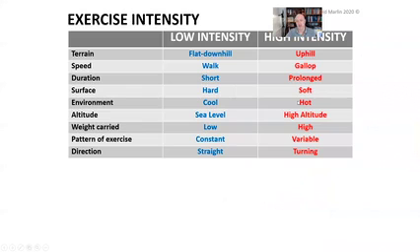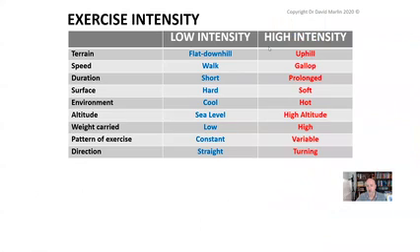So in fact, there's lots of different factors that influence the exercise intensity and which would result in a higher heart rate. Things that would result in a low heart rate are flat or downhill exercise, low speed, short duration exercise, working on a hard surface, working in a cool environment, for example. So you can see all of these things. High intensity, high heart rate would be going uphill fast for a long time on a soft surface, in hot weather. Again, you get the picture.